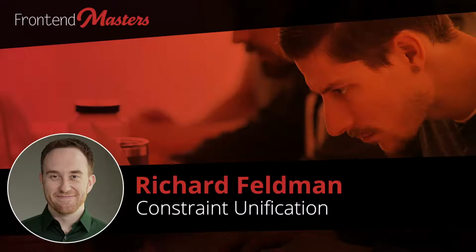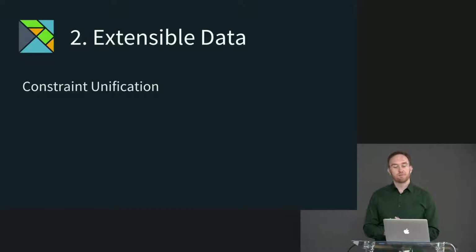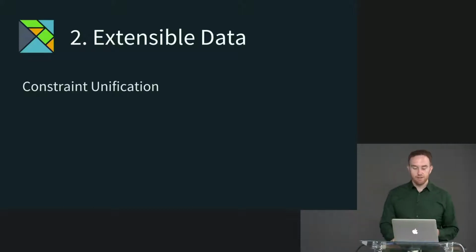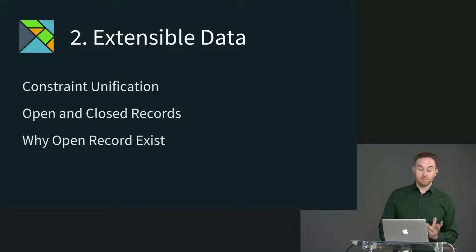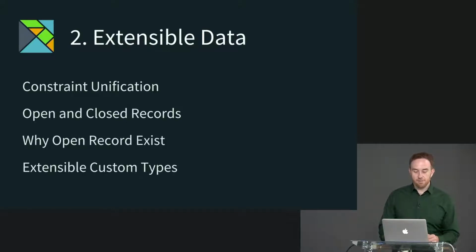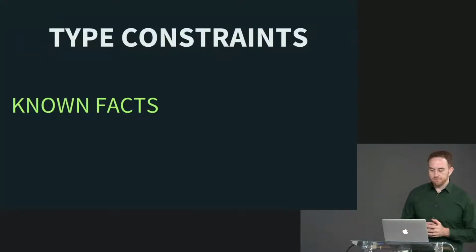Part 2, extensible data. Let's talk about a few things here. First, we're going to talk about constraint unification, which is the process Elm's compiler uses to type check everything. We'll talk about open versus closed records, and why open records exist. And finally, we're going to talk about extensible custom types. All right, let's start with constraint unification.